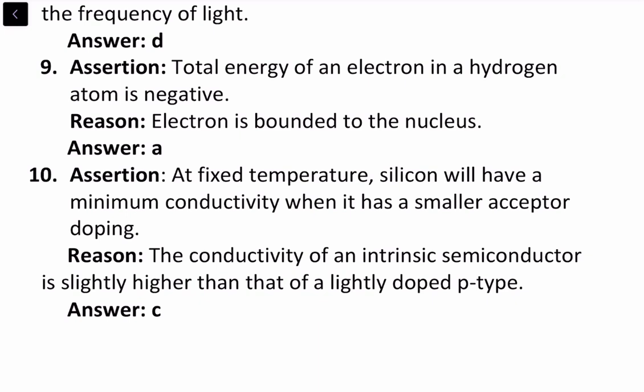Then the reason: the conductivity of an intrinsic semiconductor is slightly higher than that of a lightly doped p-type. No, pure semiconductor means intrinsic semiconductor. It has a conductivity always less than that of a doped semiconductor, that means an impure semiconductor. Intrinsic semiconductor's conductivity is always less than that of an extrinsic semiconductor. Therefore, in this case, the reason is wrong. Therefore, the assertion is true, but the reason is wrong. Therefore, the answer is C.